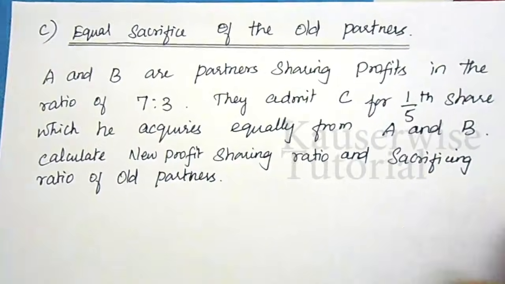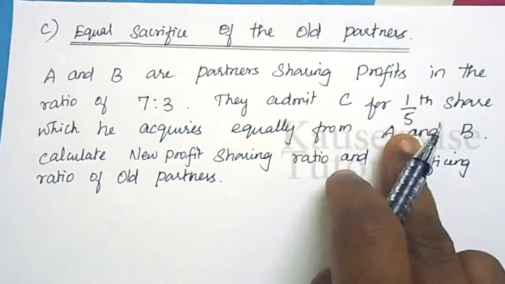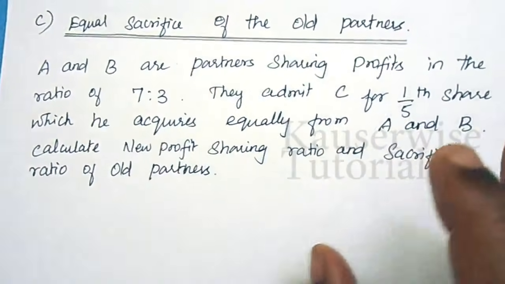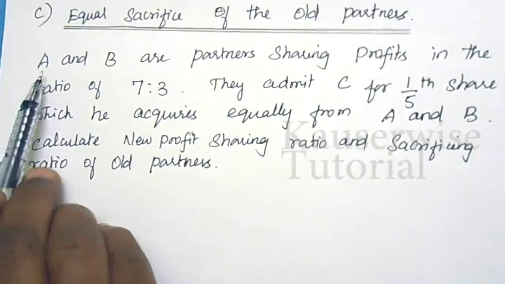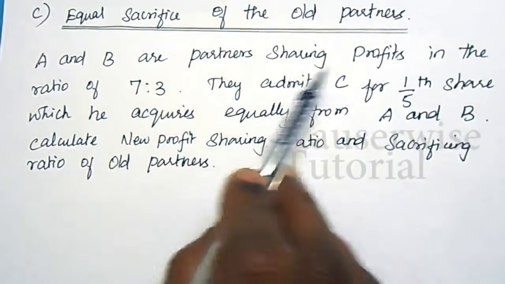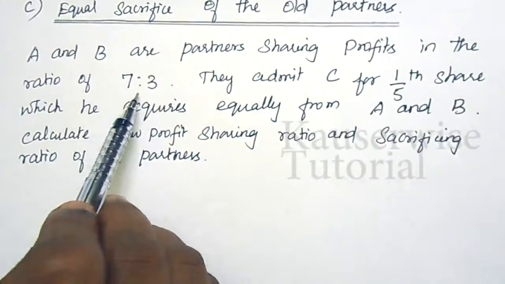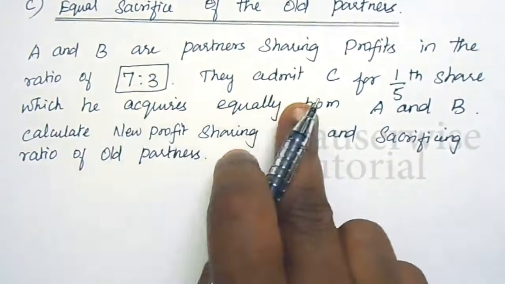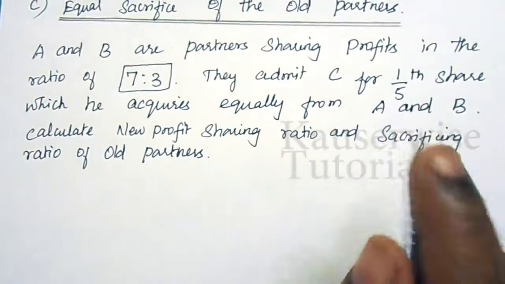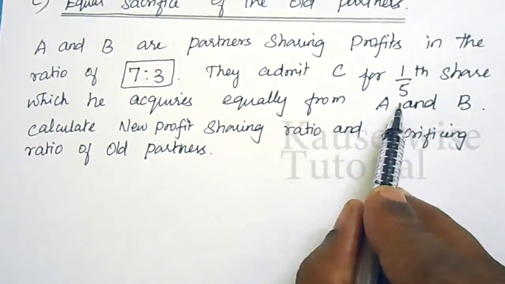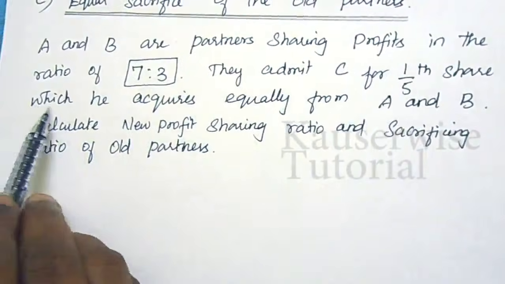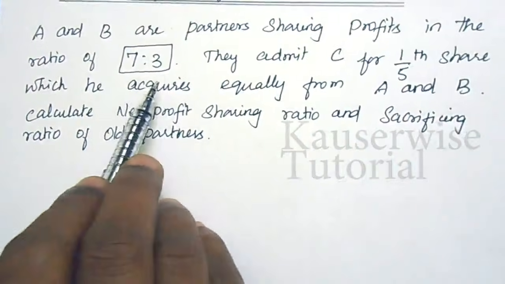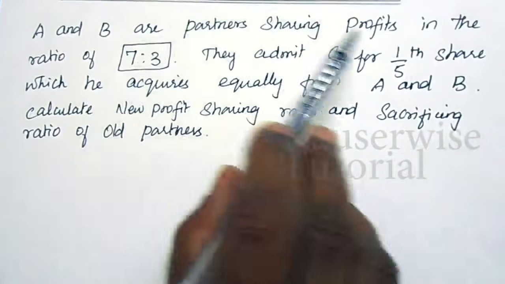See the third scenario. Here the new partner's share is given, but the old partners' sacrifice is equal sacrifice. So according to this scenario, look at this problem. A and B are partners sharing profits in the ratio of 7:3. So old partners' old ratio is 7:3. They admit C for 1/5 share. So incoming partner share is given in the problem, that is 1/5 share, which he acquires equally from A and B. Both the partners equally sacrificed some share to C.